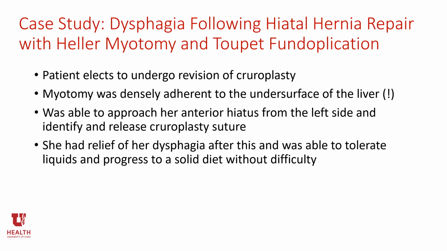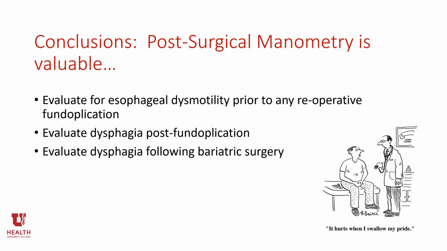As anticipated, the myotomy was pretty densely adherent to the undersurface of the liver. But my surgical intent was to release the anterior cruroplasty, and we were able to approach the anterior hiatus from the base of the left crus and go up around the liver. And I was fortunately able to identify her anterior crural sutures and release these. She, thankfully, both for her and for me, postoperatively experienced relief of her dysphagia and was able to tolerate liquids and progress to a solid diet without difficulty. So manometry was really helpful here in working up postoperative dysphagia in this complicated patient.